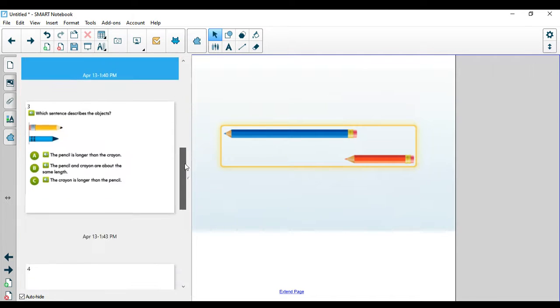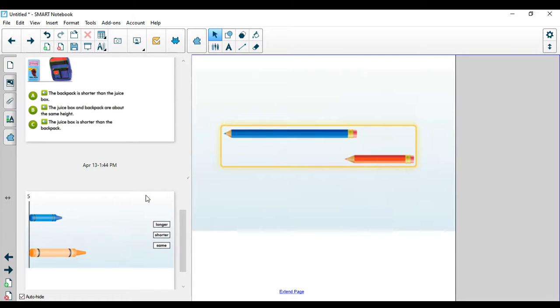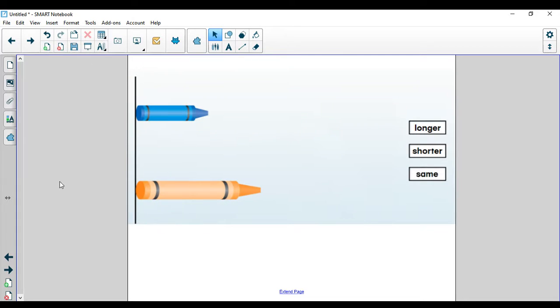If you look carefully at this picture, we have lined up our crayons so they're starting at the same point. We have a blue crayon and we have an orange crayon. We can use some words to compare these two crayons. I have the words longer, shorter, and the same.